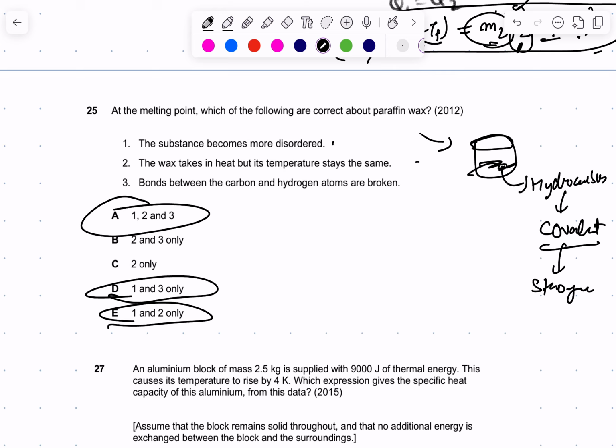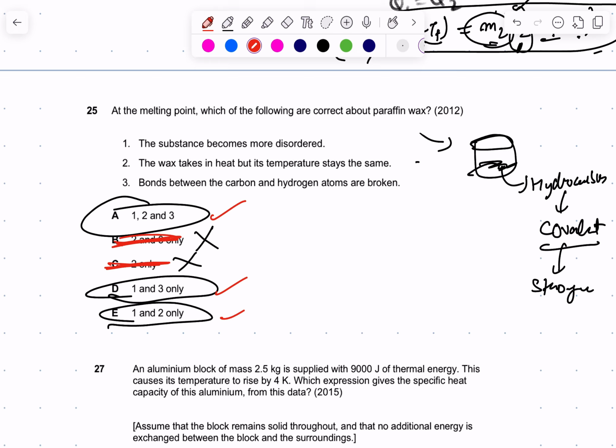So the very first thing is for sure correct, yes? Because if you're heating something, it becomes disorder. Yes or no? So 1 is correct for sure. So B and C is incorrect 100%. Let's cancel them. Eliminate them. 1, 2, 3 is remaining. Let's take the second one.